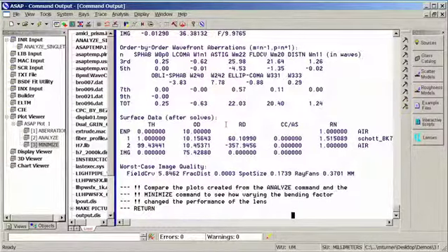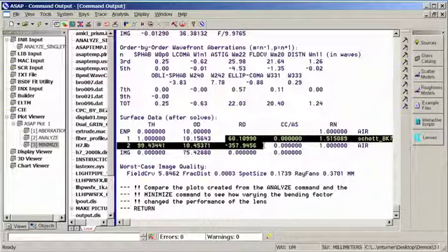We started out with a lens that had a shape factor of 0, so it was a symmetric lens, and we see that the optimized lens has these particular values for the radius of curvature. So I have now not only analyzed the performance of the system, I've also optimized it totally within ASAP.